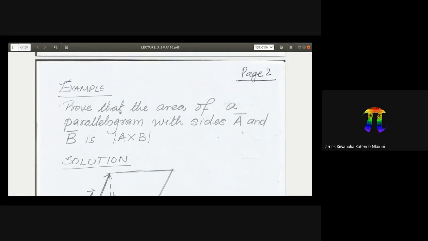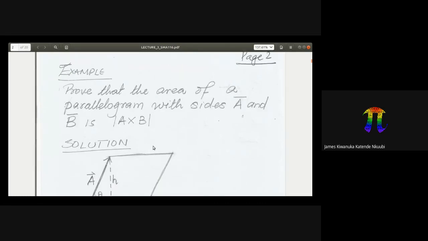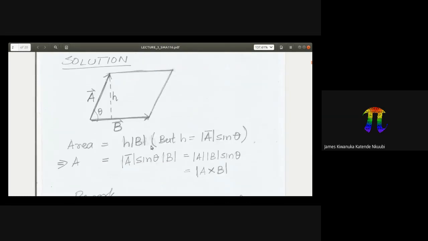Or the cosine rule, if you want to call it that. The next example, this is now what should have been page 1. It says prove that the area of a parallelogram with the sides A and B is A cross B. So now you already know how to find the area of a parallelogram. It's usually the base multiplied by the height, right?